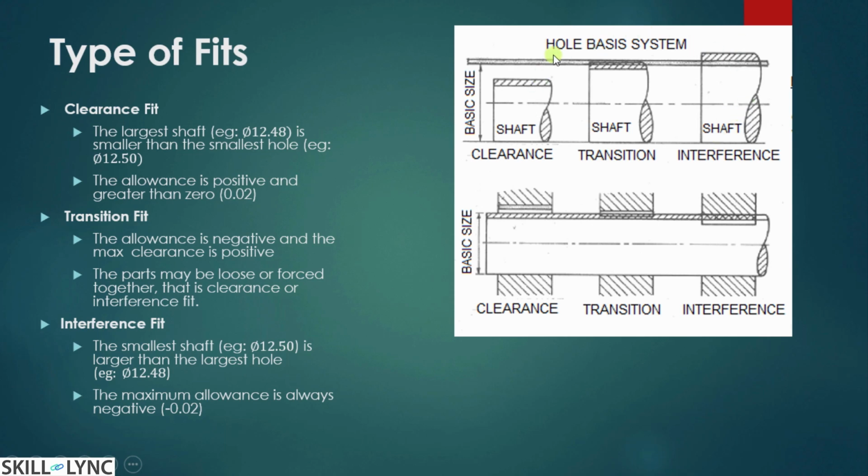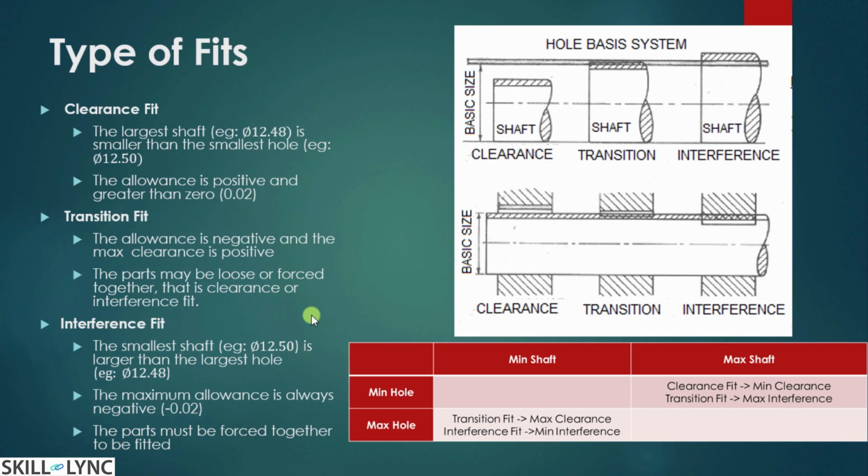But that's where you have an intermediate between these two, clearance or interference, that is the transition fit. So it means that the allowance is negative and the maximum clearance is positive. So they can either be a clearance or an interference, that is, they may be loose or they can be forced together. So it either fits between these two based on the condition that they have. So for these conditions, you can arrive at two different varying parts.